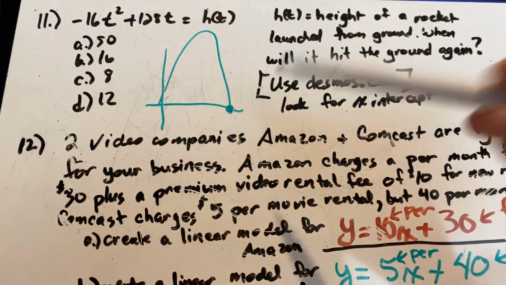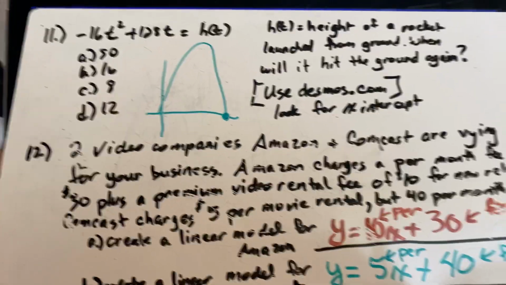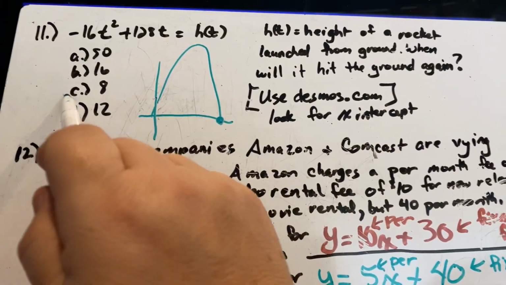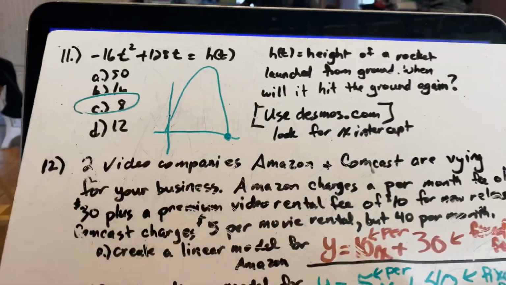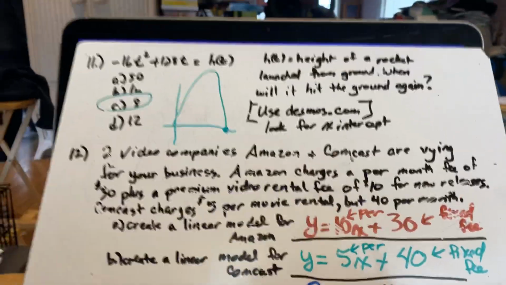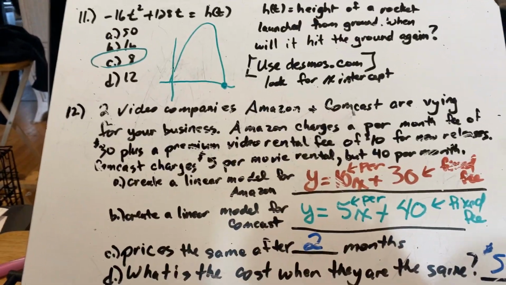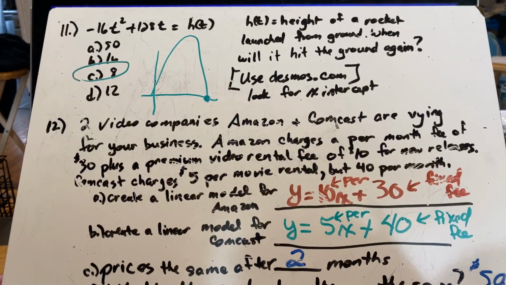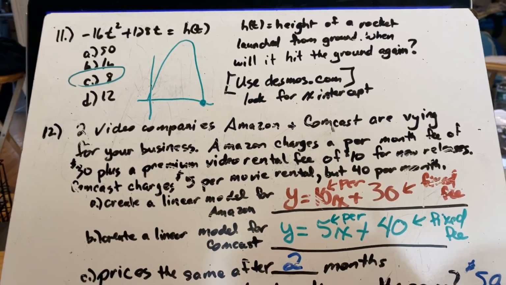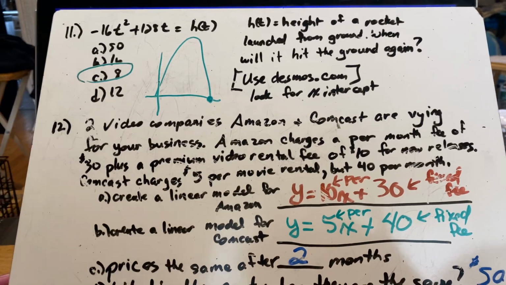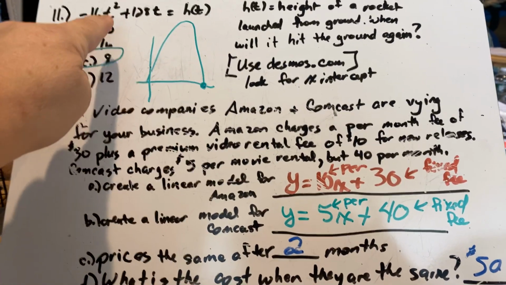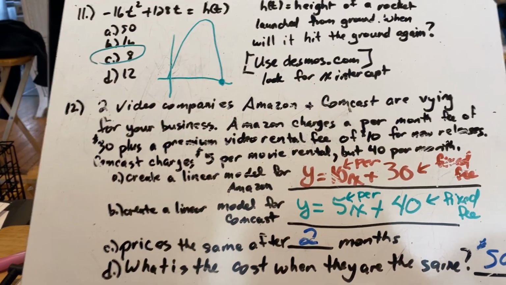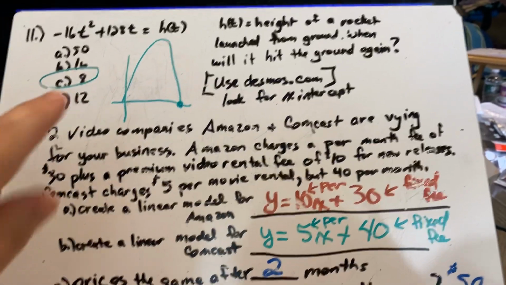And you're going to count the little tick marks. And in this instance, the answer is after 8 seconds. You can also do this algebraically, but I think the quickest and easiest way for you guys to do this is just to go ahead and utilize desmos.com. Okay? You can also do substitution over here and set the height equal to 0. So again, 2 ways that you can do it.